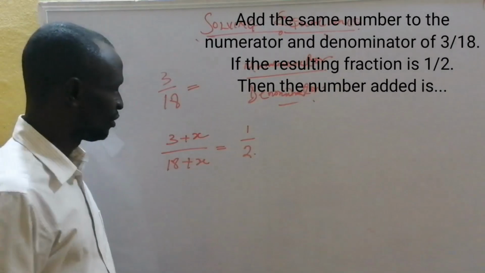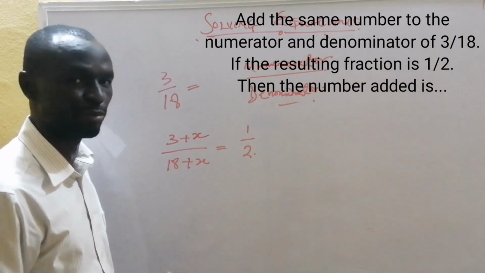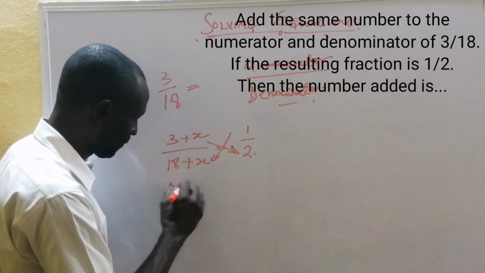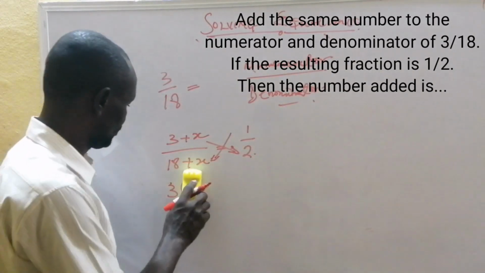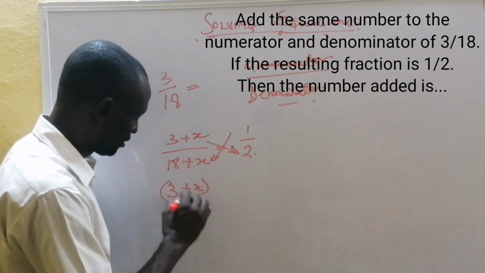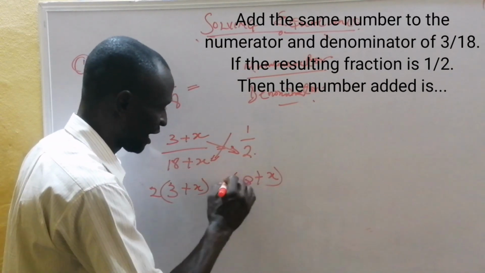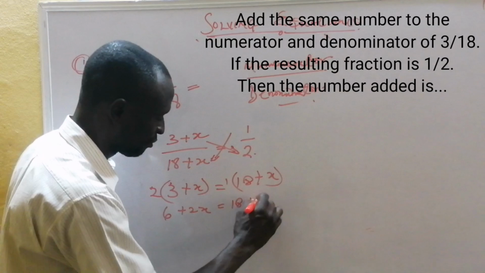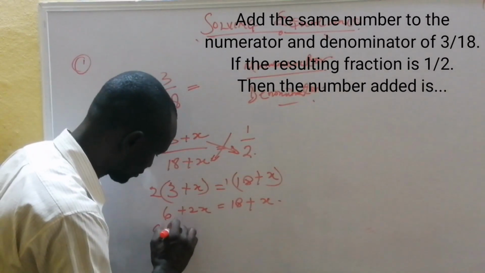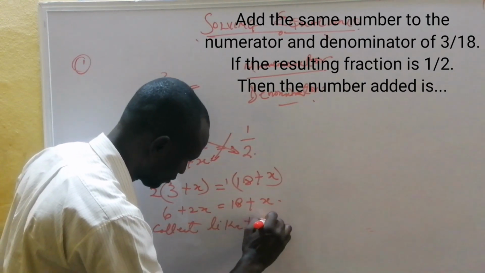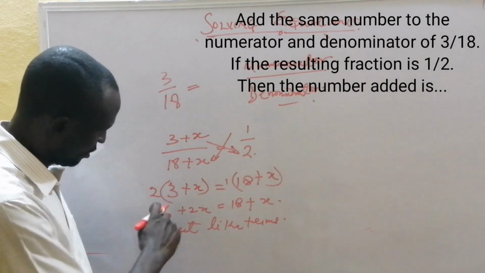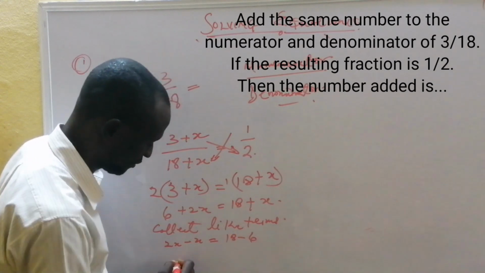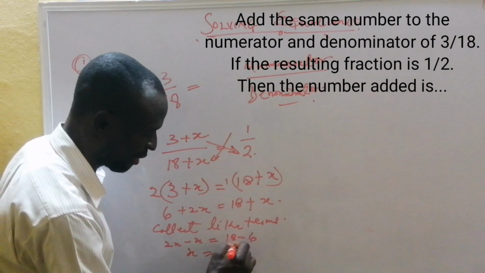Looking at this, obviously, you can see that the next thing is to cross multiply. The equation has been formed. If you cross multiply, you come to 3 plus x times 2 is equal to 18 plus x times 1. On expanding, 3 times 2, that's 6, plus 2x is equal to 18 plus x. Let's collect like terms. Let my 6 go this way and let my x come this way. So I'll have 2x minus x is equal to 18 minus 6. 2x minus x, that's x. x now is equal to 18 minus 6, that's what?